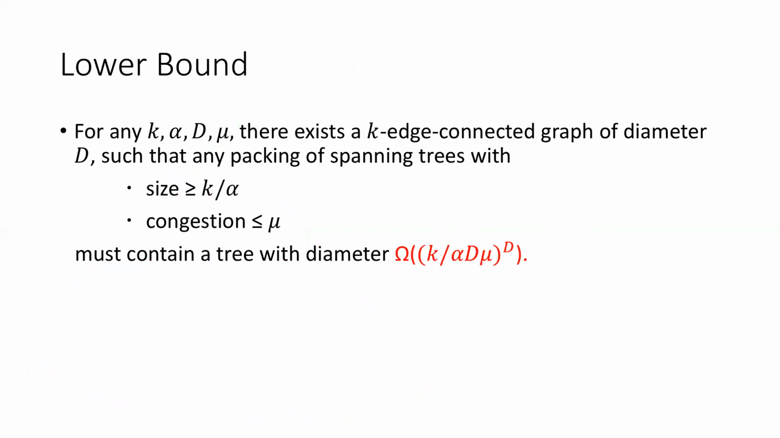So at the end of the presentation, I will briefly sketch the lower bounds of the result, which says that for any k, alpha, d, mu, there exists a k-edge connected graph of diameter d, such that any packing of spanning trees with size at least k over alpha and the congestion at most mu must contain a tree with diameter at least k over alpha d mu to the d.